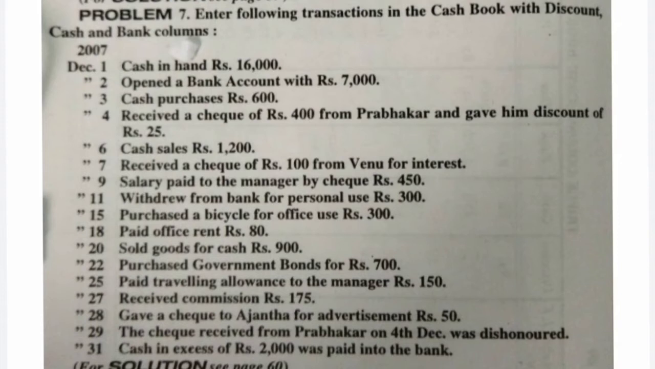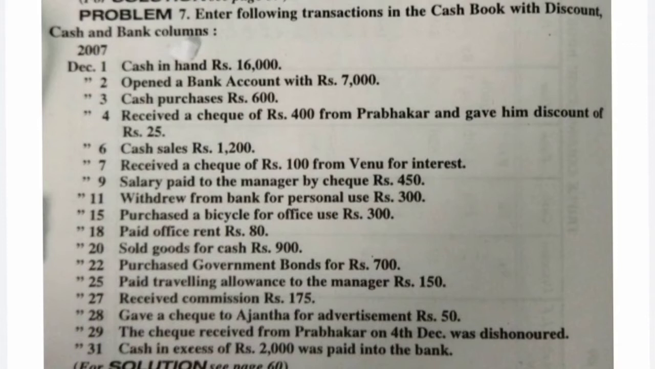The next one, salary paid to the manager by check. So it is a salary expenditure we are paying through check. So salary expense account debit to bank account, that is 450. Bank is on the credit side, so you will credit the bank column on the credit side of the cash book with rupees 450.